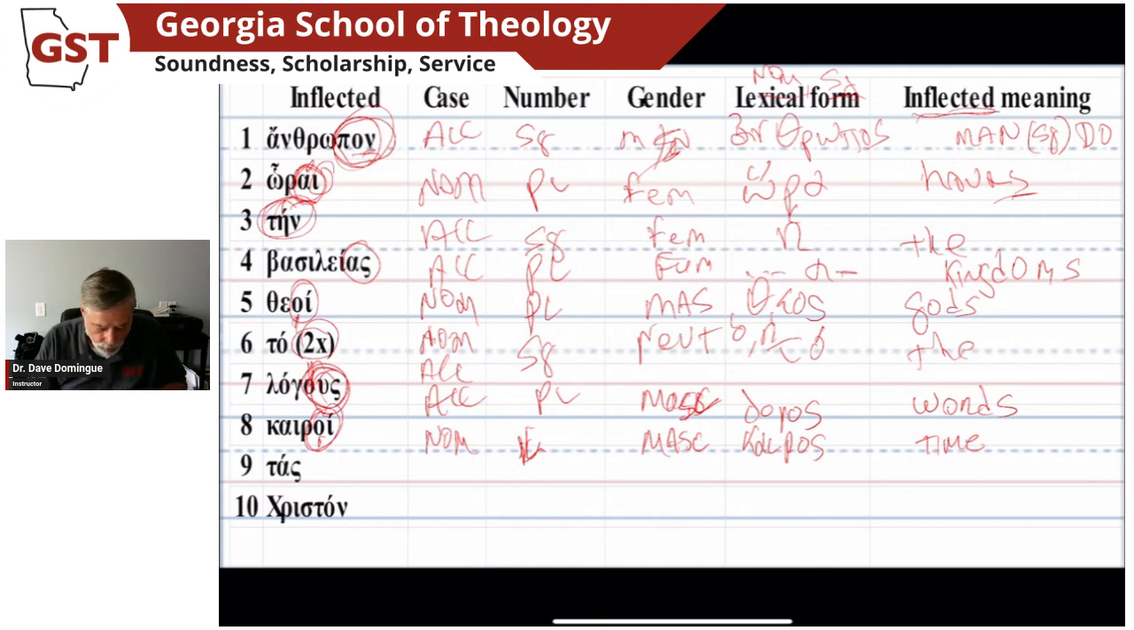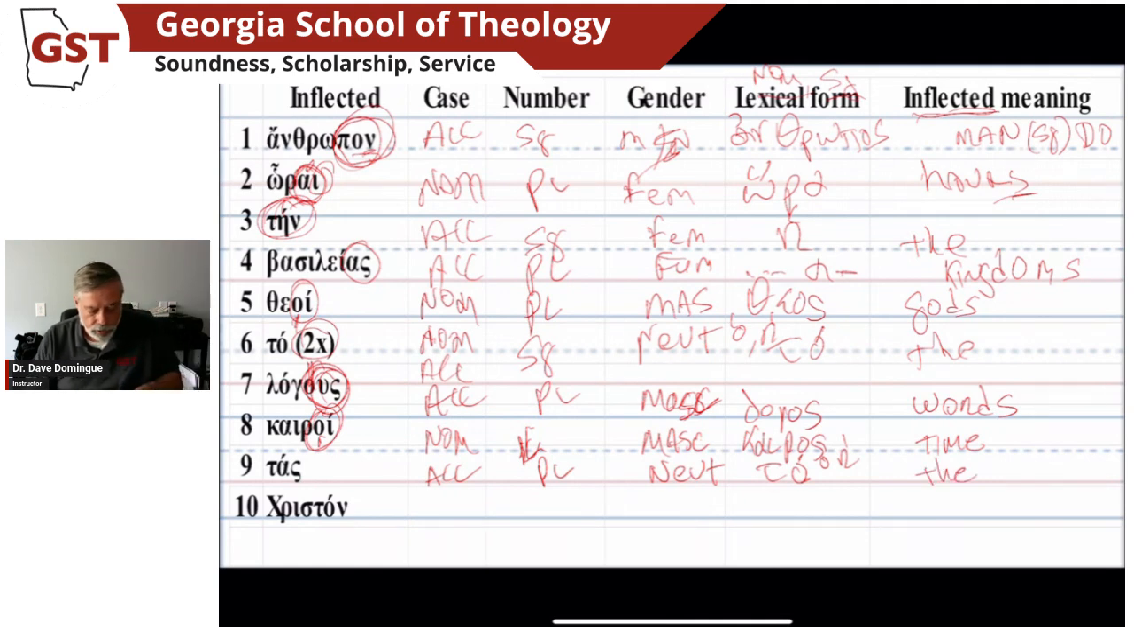Vocabulary kairos. Yeah, that is correct. Okay, I wanted to make sure there was something else. Okay, tas. Here's our accusative, plural, neuter, from ho, hē, to, ta. Yeah, to would be the singular form with the omicron, and ta in the plural form with the alpha ending, meaning the.